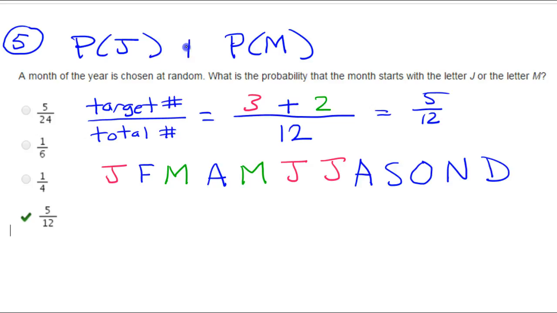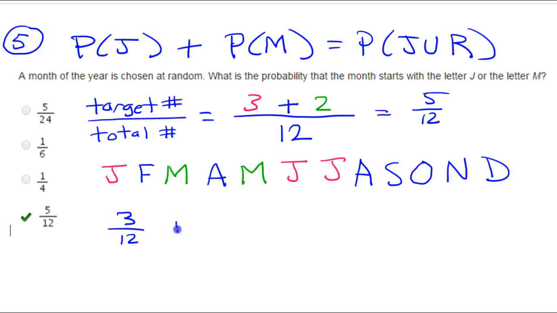And when you have events that are mutually exclusive, then if you want the probability of one thing happening or the other, and this is the symbol that we use when we say or, the union symbol, then we can add. So we could say the probability of J plus the probability of M. The probability of picking a month that starts with J was 3/12. The probability of picking a month that starts with the letter M was 2/12. Add them up, and that's 5/12. So that's another way to talk about it.